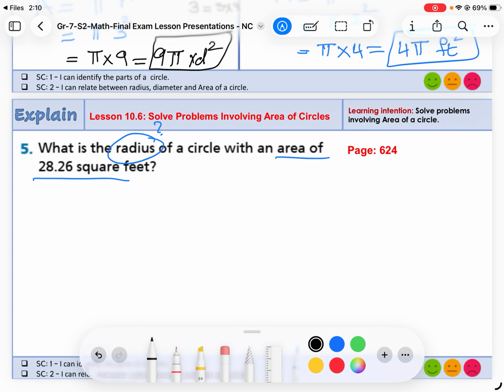So step number 1, we will write our formula. Area equals pi r squared. Now I will substitute what I know. Do we know what the area is? Yeah, we know it. It's 28.26 equals pi. The radius, we don't know it. We're going to keep it r squared.